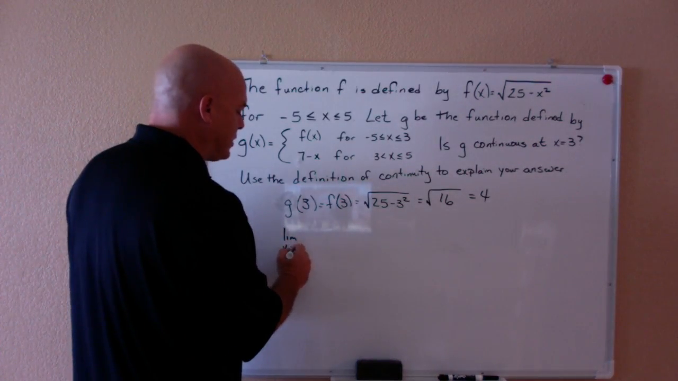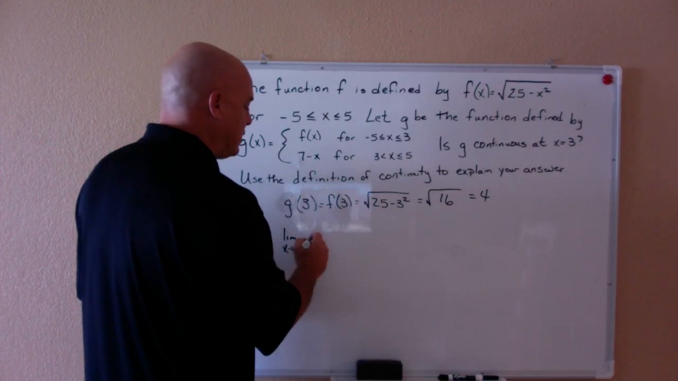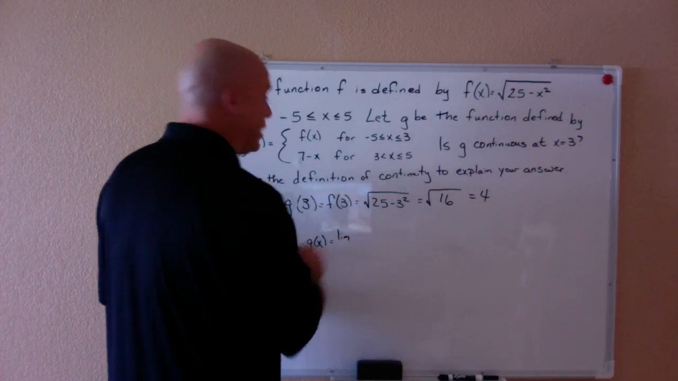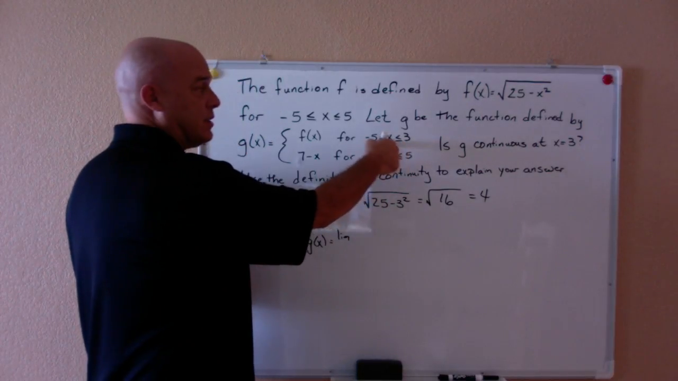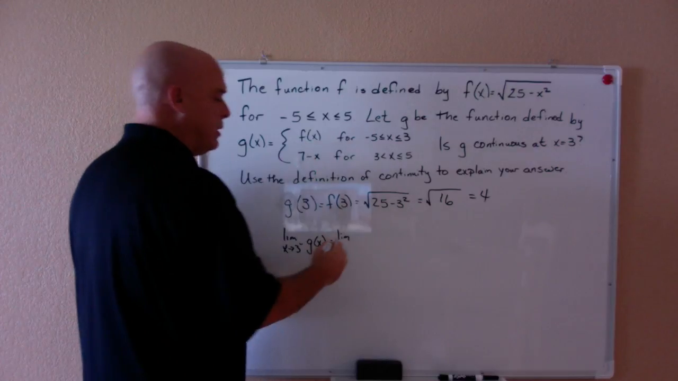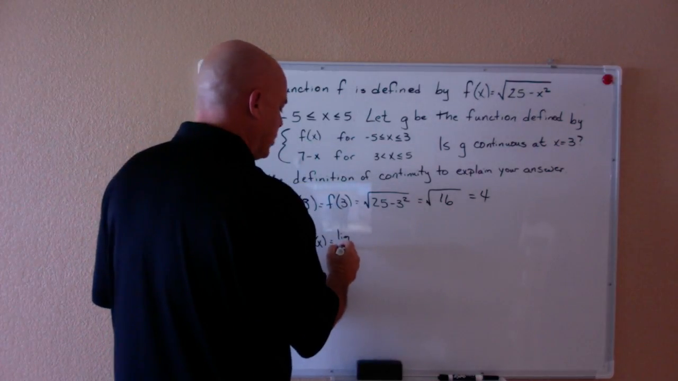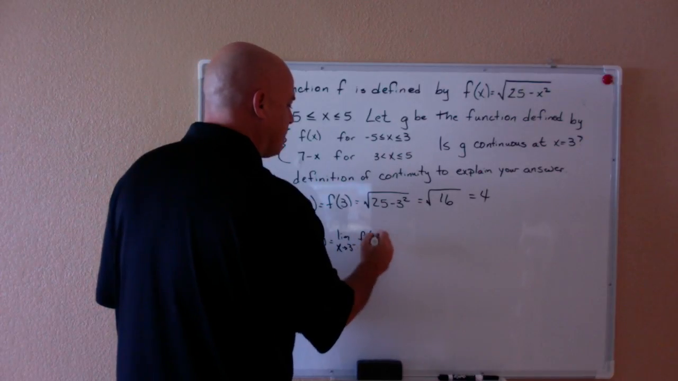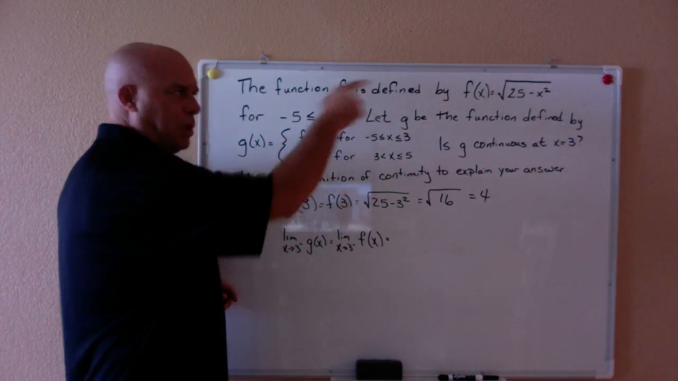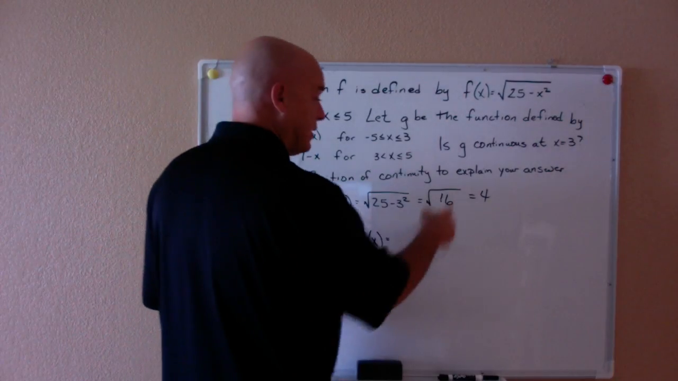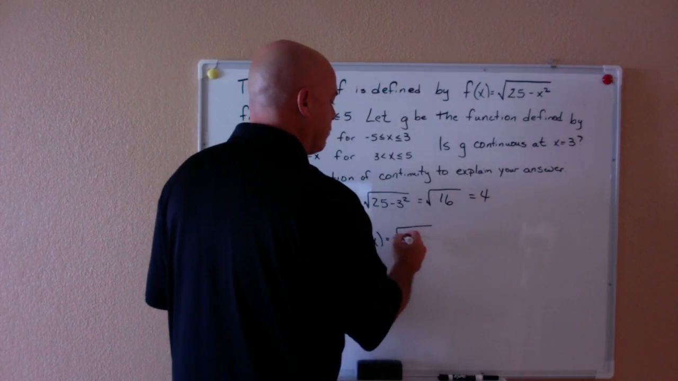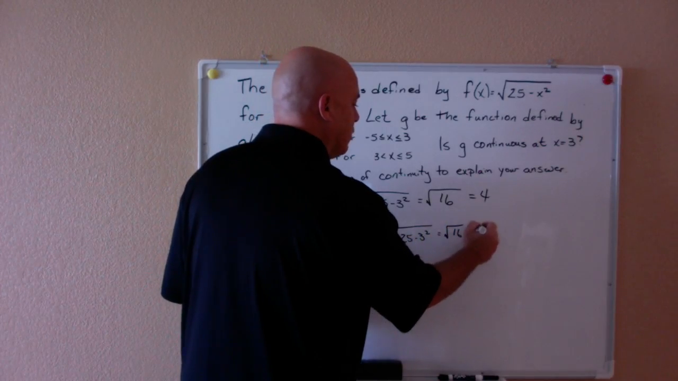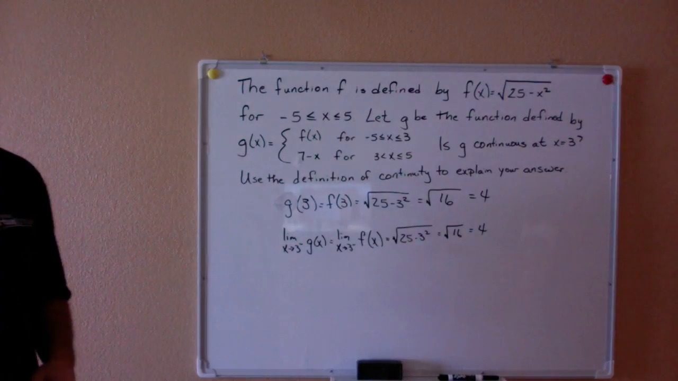I'm going to look at the limit as x approaches 3 from the left of g of x, which is going to be equal to the limit, since we're looking to the left, of g of x in this interval right here, so I'm going to be using the f of x function. So that's the limit as x approaches 3 from the left of f of x, and this one I can just plug 3 into the function, and I get the same thing that I got up here. It's going to be the square root of 25 minus 3 squared, which again is the square root of 16, which is equal to 4. So I'm okay with that.